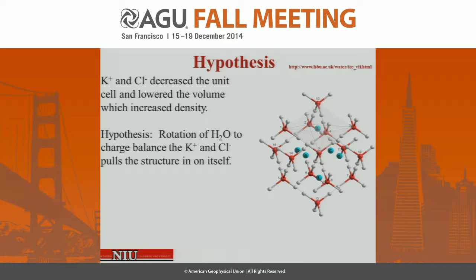So the potassium comes in, and then the oxygens will rotate to coordinate with that, and when the chloride goes in, the hydrogens will rotate around to coordinate with that. So we're essentially making something that's kind of like an ice 10 style structure in that case.